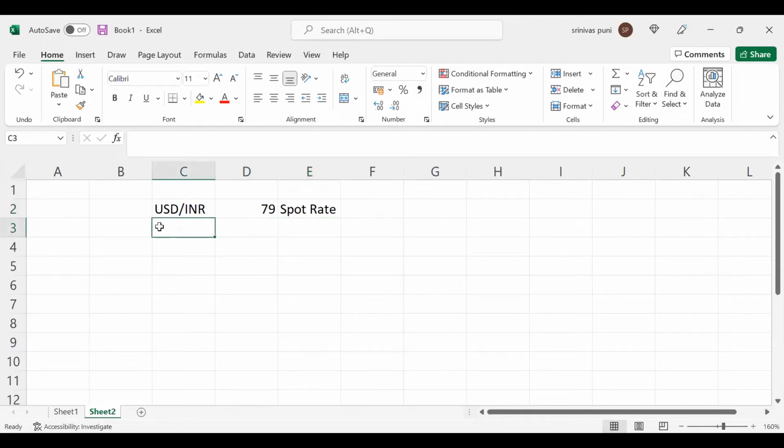Now, instead of spot settlement, I want the rate from the market to settle tomorrow. Instead of 2 days, I want to settle in 1 day. It doesn't matter whether you're buying or selling dollars. Let us say I want to buy US dollars against rupees for value tomorrow. This is what I want to do.